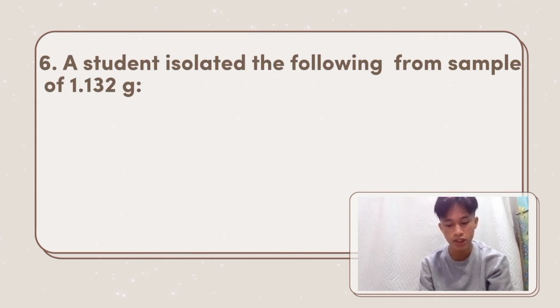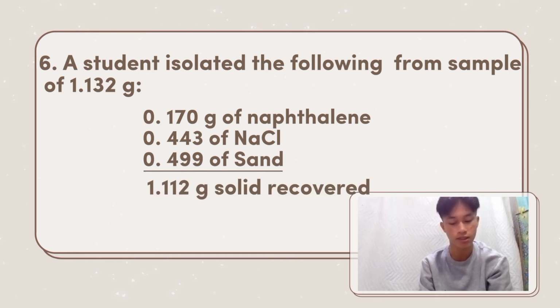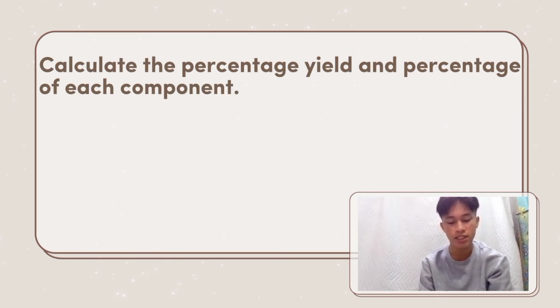Then number 6. A student isolated the following from a sample of 1.132 grams. For naphthalene, 0.170 grams. For sodium chloride, 0.443 grams. For sand, we have 0.499 grams. Then solid recovered is 1.112 grams. Calculate the percentage yield and percentage of each component. Show your solution.